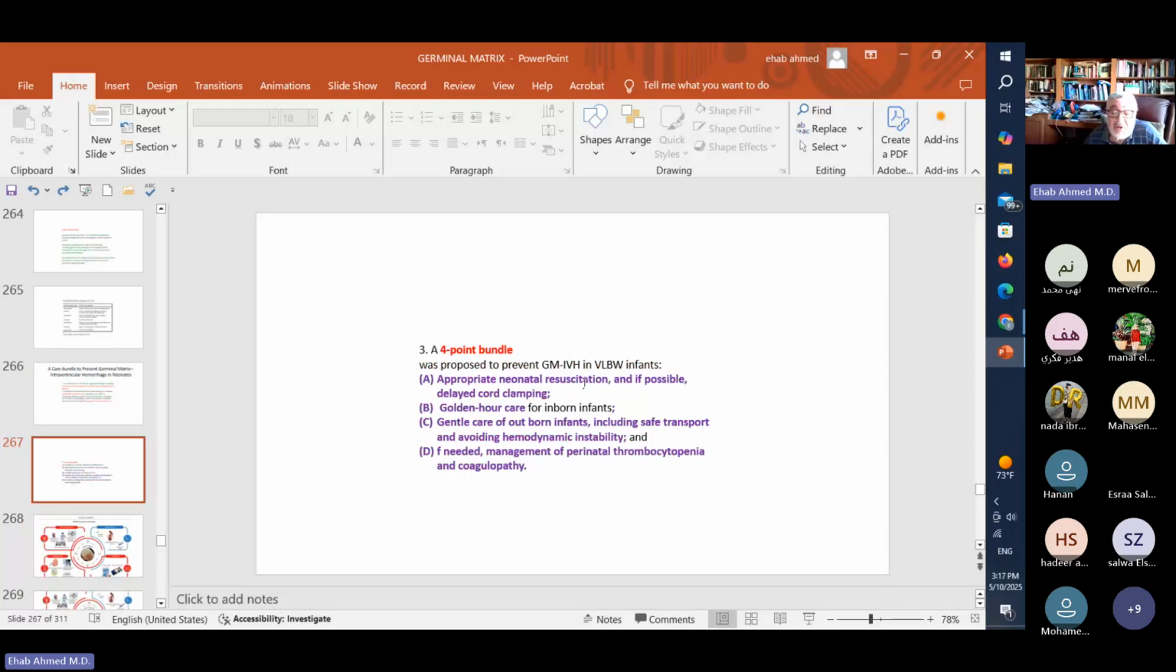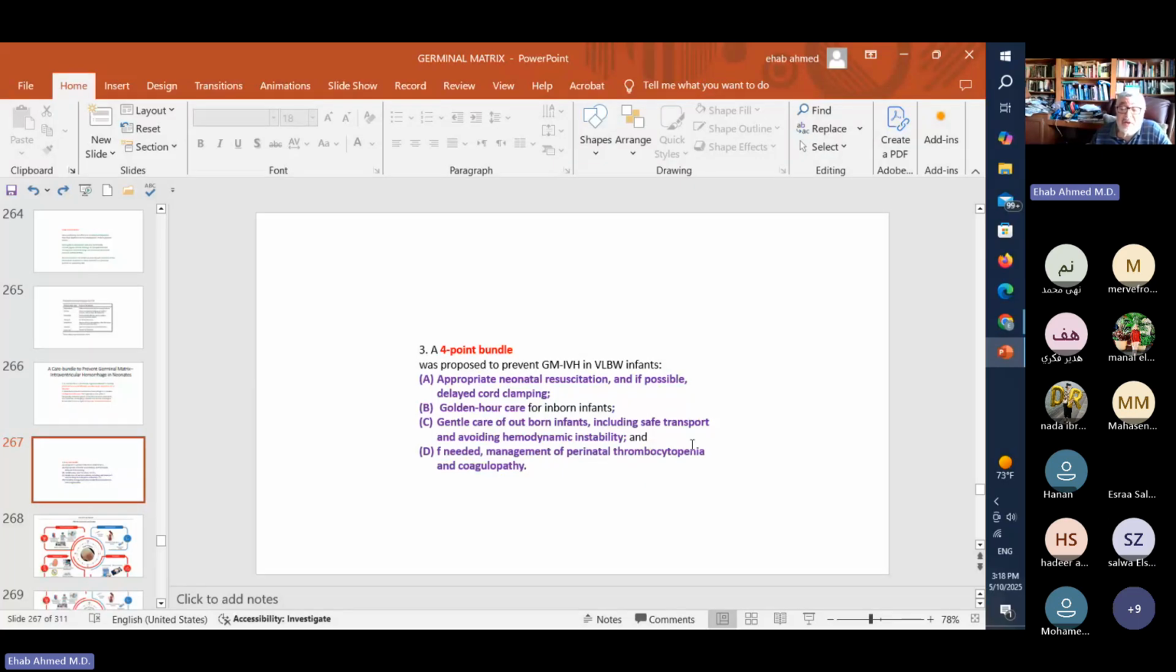Appropriate neonatal resuscitation, and so there are delivery room precautions, and if possible, delayed cord clamping. Delayed cord clamping helps prevent anemia and GM-IVH. Golden hour care of an infant. The first hour of life is called the golden hour, and they take some precautions in this first hour to protect the baby from GM-IVH. Gentle care of outborn infants' transport, including safe transport, avoiding hemodynamic instability.